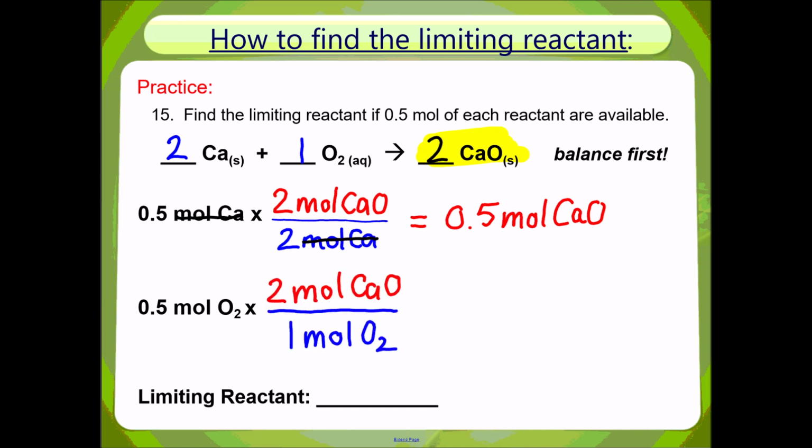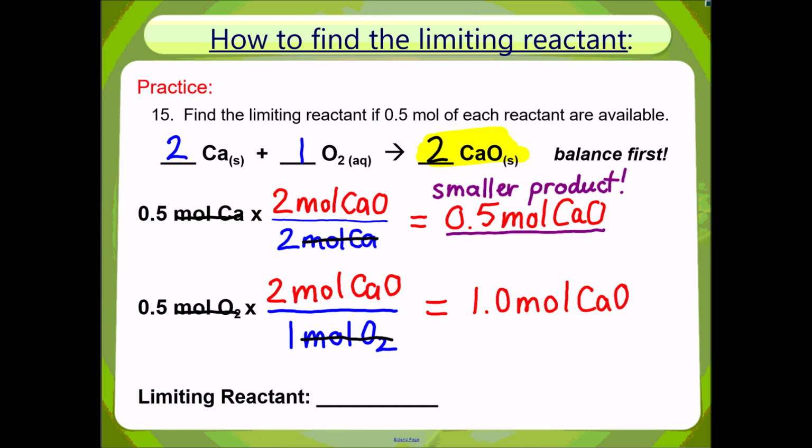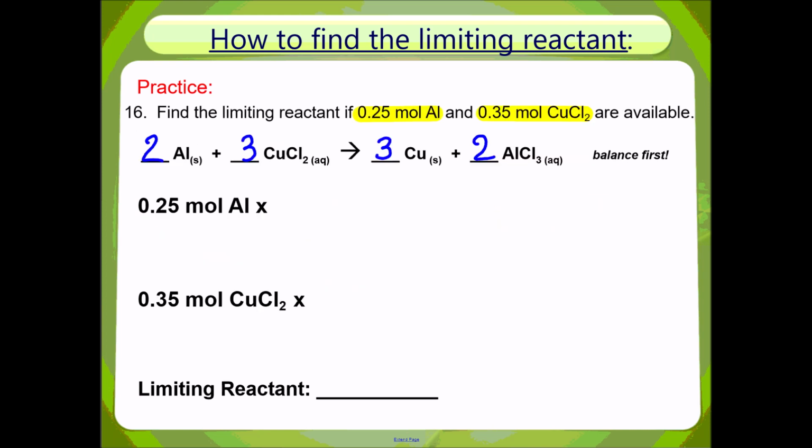Next, I must do the same to the other reactant, which is 0.5 moles of oxygen, and I must get to the same product on top, which is calcium oxide. This gives me 1.0 mole of calcium oxide. Based on these results, calcium gives me the smaller amount of product. So calcium is the limiting reactant. Let's look at the next problem.